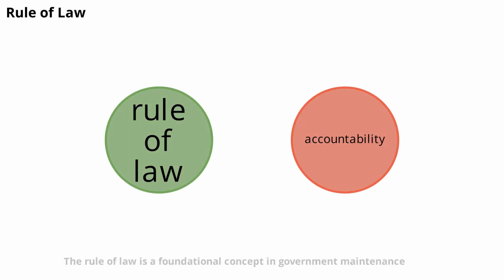The rule of law is a foundational concept in government maintenance. It means that everyone, including leaders, must follow the law. This principle ensures fairness and accountability. Governments maintain the rule of law by establishing clear legal frameworks, enforcing laws consistently, and providing avenues for redress when laws are broken. Regular updates to laws and legal systems help governments adapt to new challenges and societal changes, keeping the system relevant and effective.